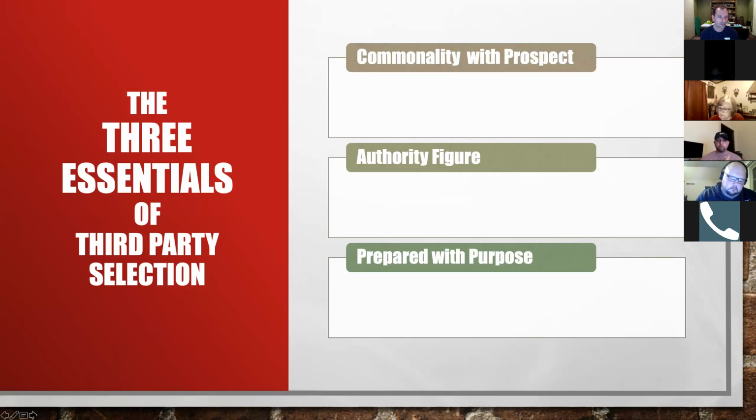Now, what are the essentials? What are you looking for when you're going to pick somebody? This is what Doug was talking about earlier. That's why we mentioned earlier that maybe you should do the presentation, because he was talking about these essential parts of who I'm looking for to bring to this meeting. Well, number one is we want to find somebody that has commonality with the prospect. Matt, if you don't mind putting those three up there.